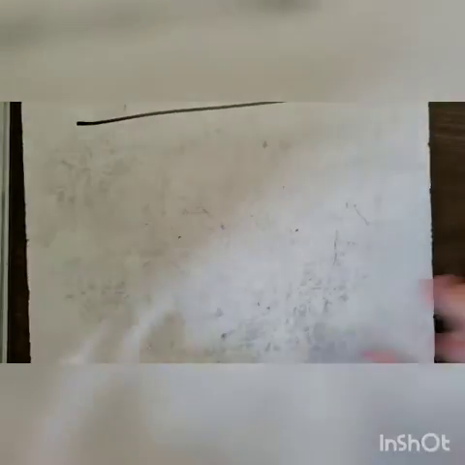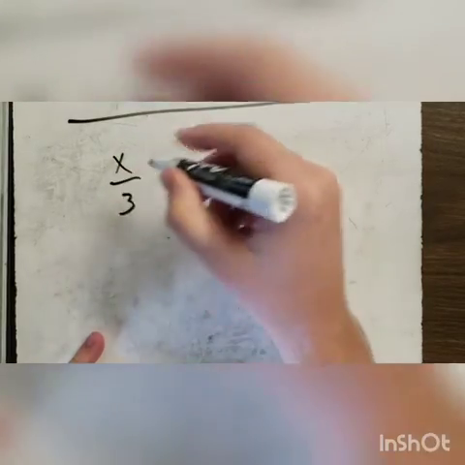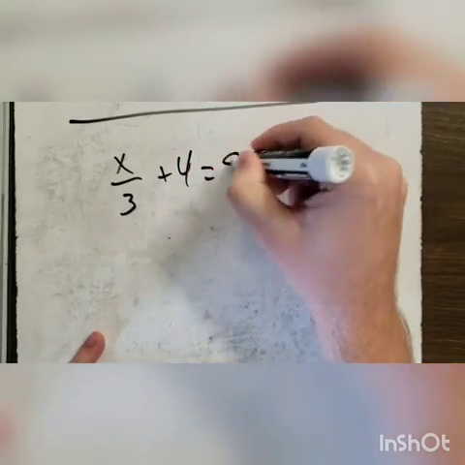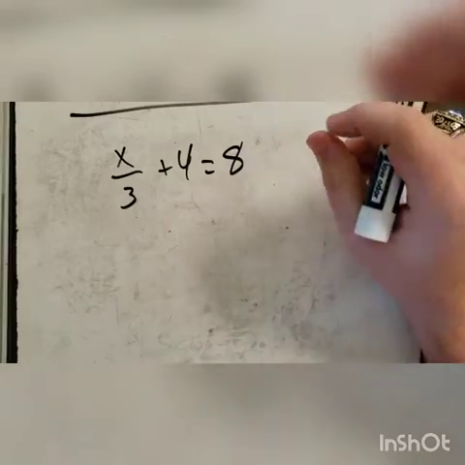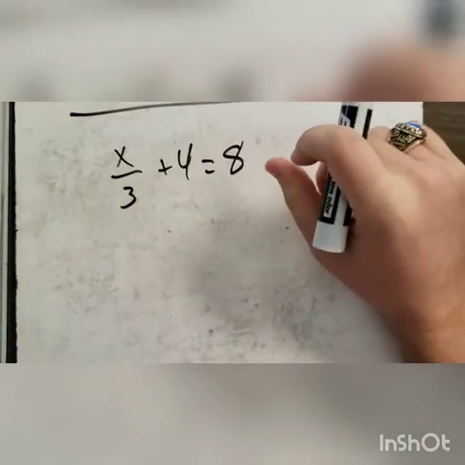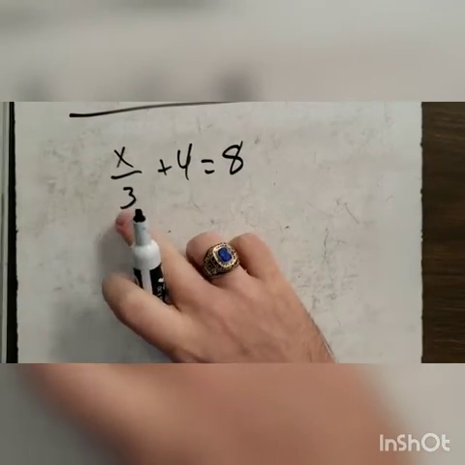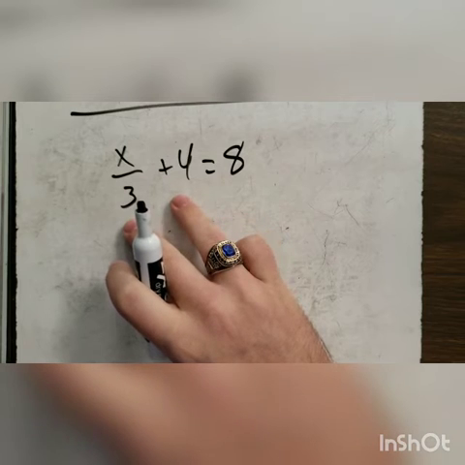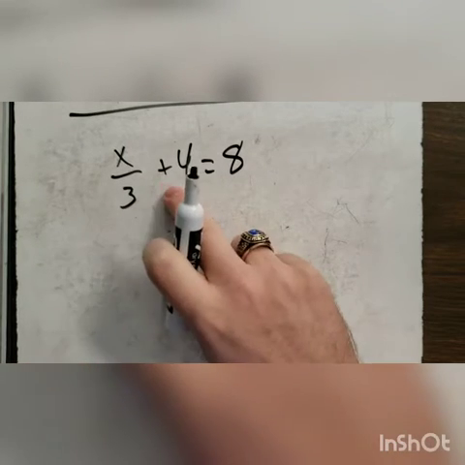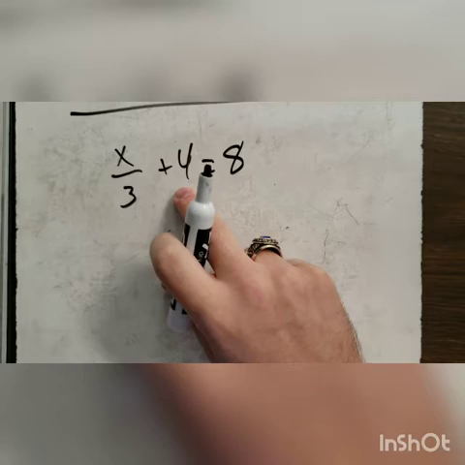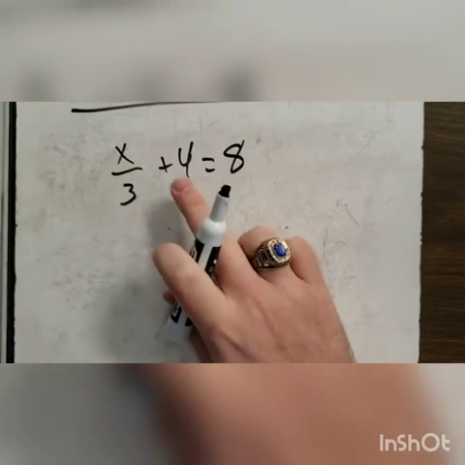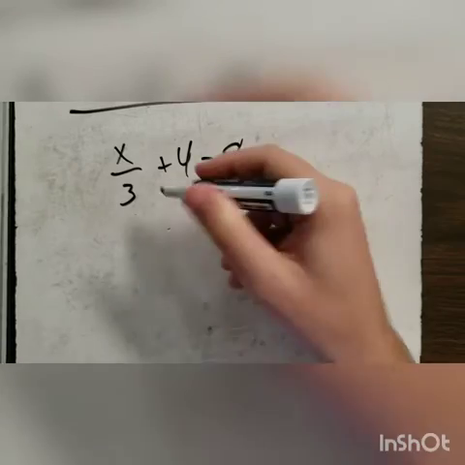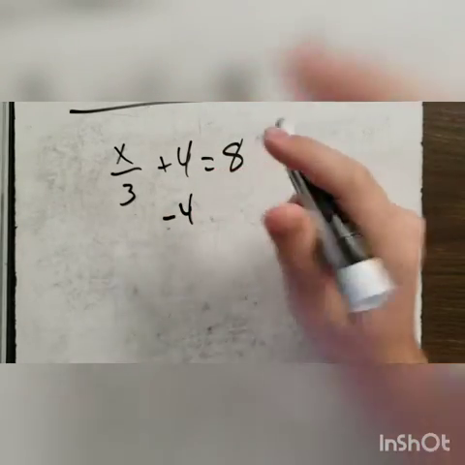Let's try a different problem. x over 3 plus 4 equals 8. Now, this still looks roughly the same, still two steps. We still have our 3 here on the bottom of our x and our 4 here. So the first thing we have to do, obviously, is get rid of our 4. Remember, our 3 is attached to our x. We can't do anything with it yet. Move our 4 first. It's plus 4, so we must do the opposite, which is minus 4.